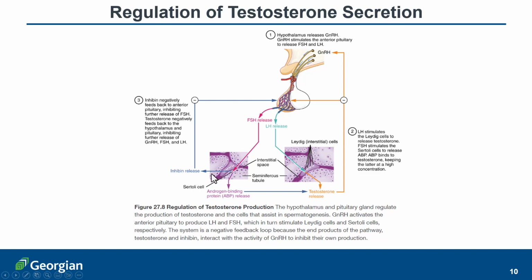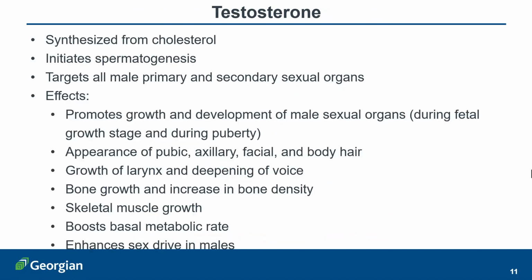More importantly, the Sertoli cells release inhibin that has a negative feedback effect on the anterior pituitary. LH, on the other hand, influences the Leydig, or the interstitial cells in the testes to produce testosterone. Testosterone also has a negative feedback effect on both the hypothalamus as well as on the anterior pituitary gland. Let's discuss the effects of testosterone now.